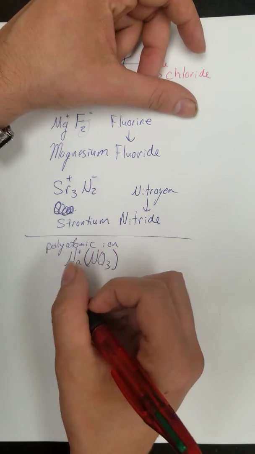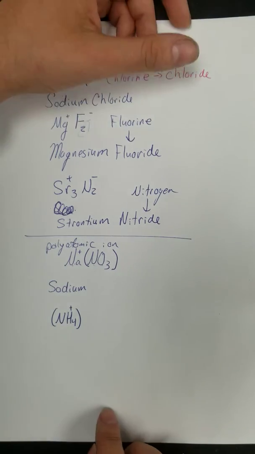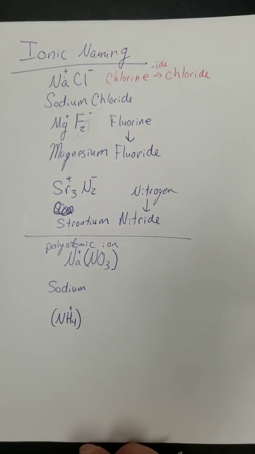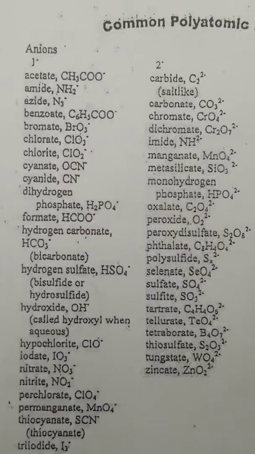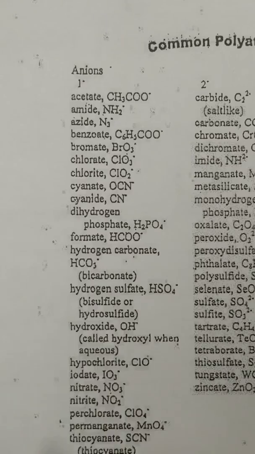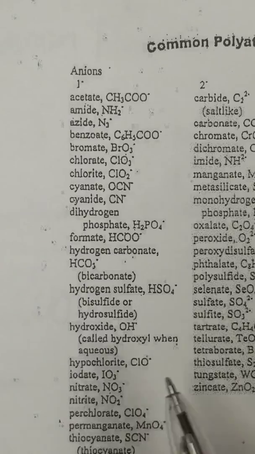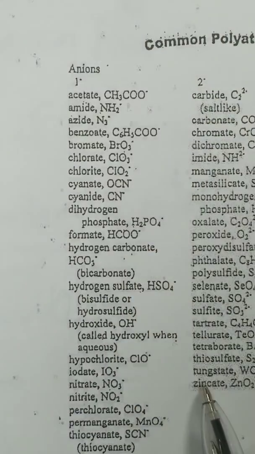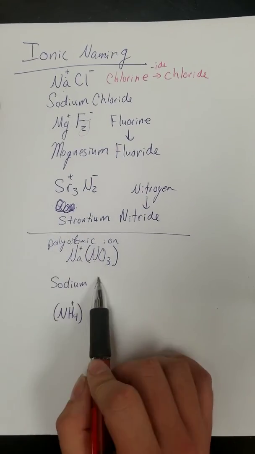So Na again is just sodium. That part of the naming is easy. Now we go back to our polyatomic ion sheet, which is right here. When you're looking at your polyatomic ion sheet, these are in alphabetical order. So when we look down here at the bottom, NO3 is nitrate. What's nice about the polyatomic ions is whatever's listed on this paper, you guys do not have to change. So this compound is going to be sodium nitrate.